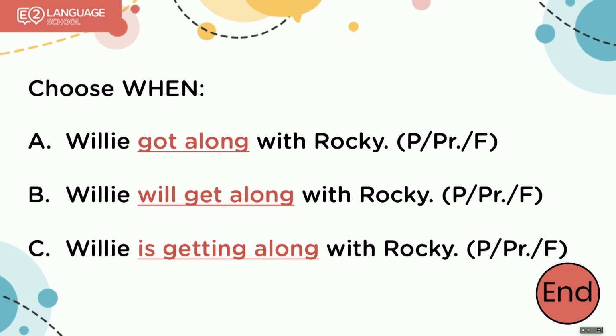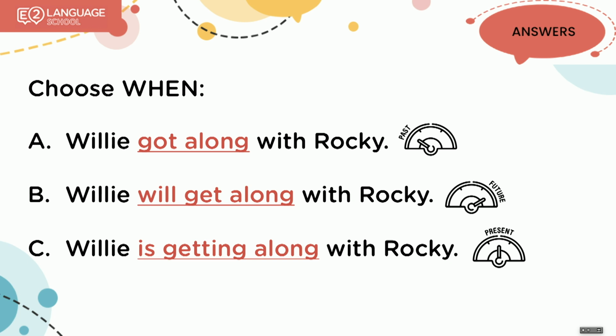Okay, how did you go looking at these and understanding the time? So A is a past verb because we have got, not get. B is a future verb, will, get along. And C is a present verb, is getting along with Rocky.